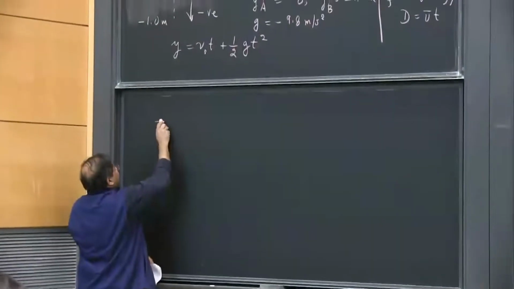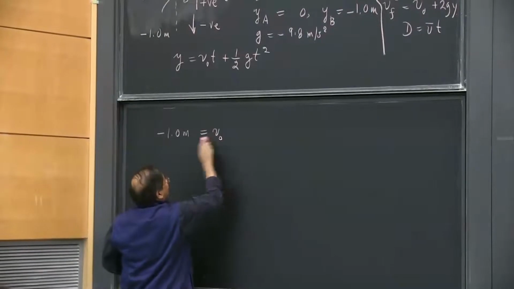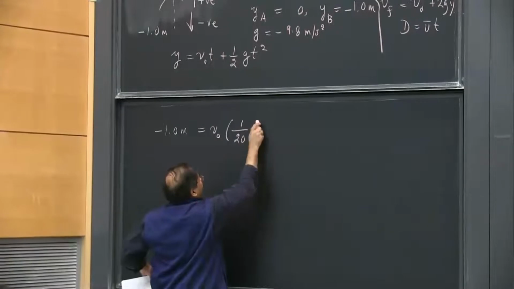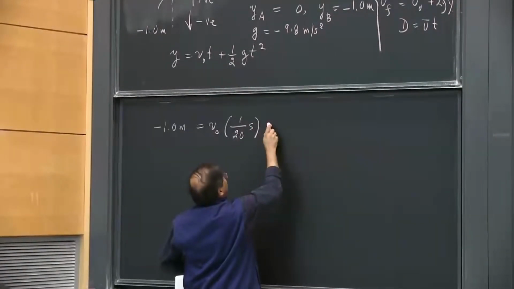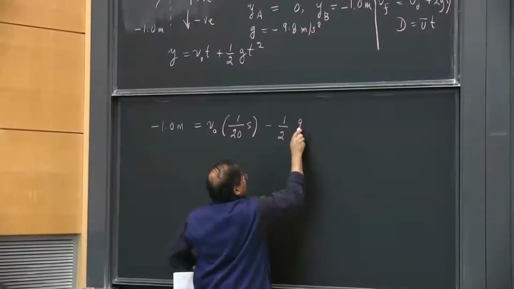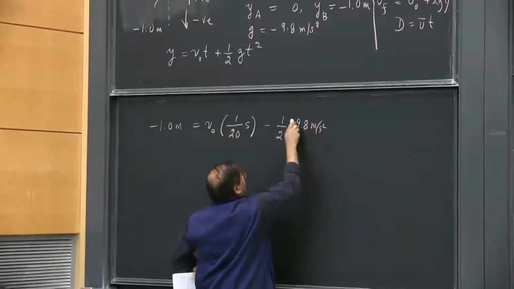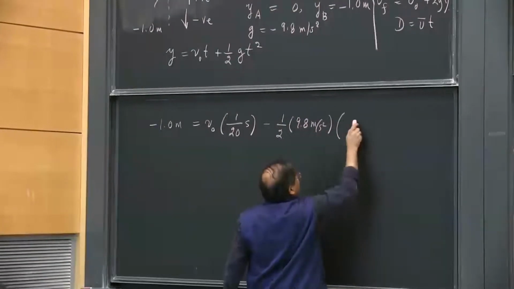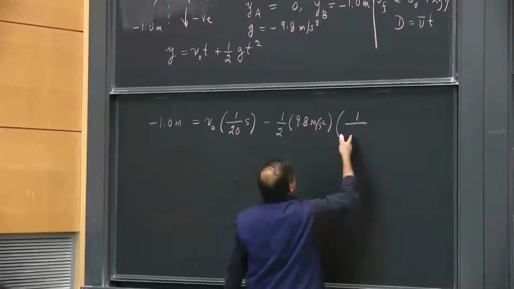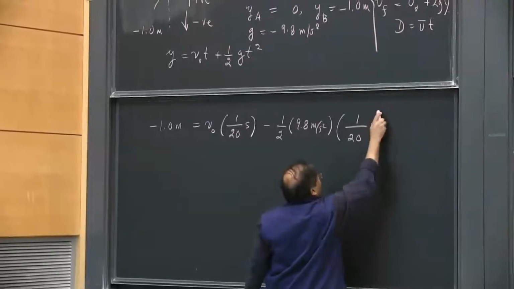And therefore I can write minus 1.0 meters for y. v0 I don't know. t is 1/20 seconds. g is negative because the direction is downward. So minus 1/2 times 9.8 meters per second squared times t squared. A lot of students would forget the t here and forget the t squared here or some combination of that. So be very careful about that.